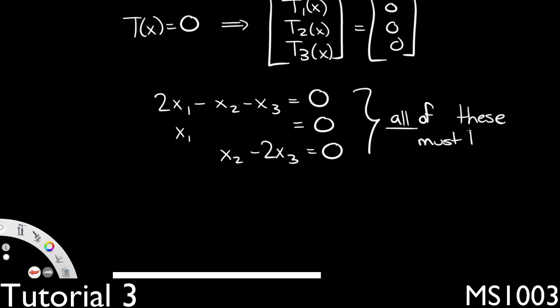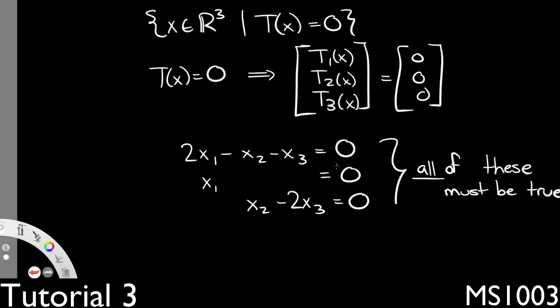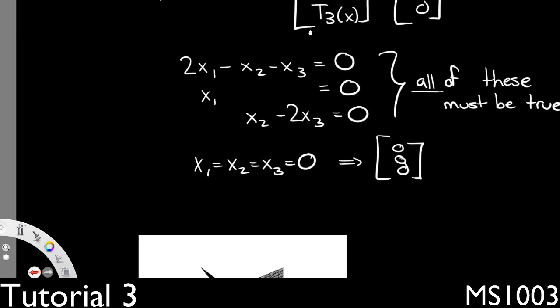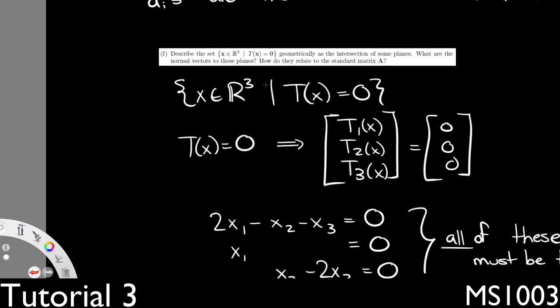Must be true. And what you can do is, this is a simultaneous equation. You've got 3 equations and 3 unknowns. So if you want to, you can solve the system of equations. And what you'll end up getting is that x1 equals x2 equals x3 equals 0, which means that the point 0, 0, 0 is the only point that's part of this set. Okay, 0, 0, 0 is the only thing that when you apply T to it, you get 0.